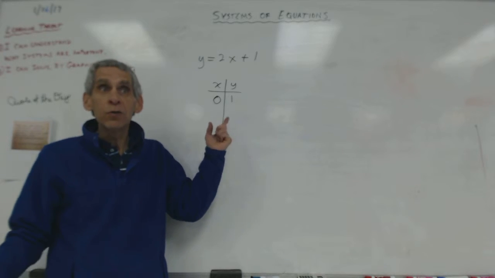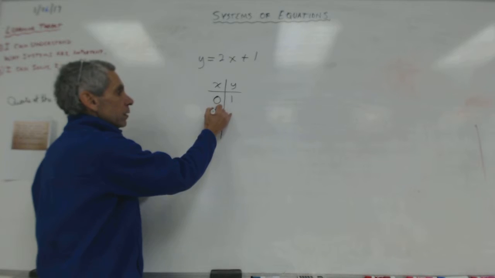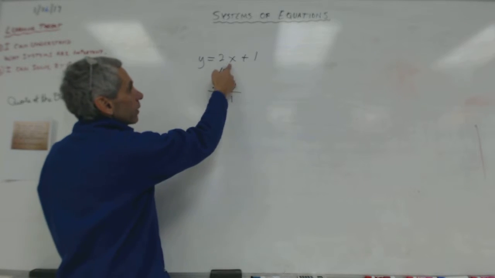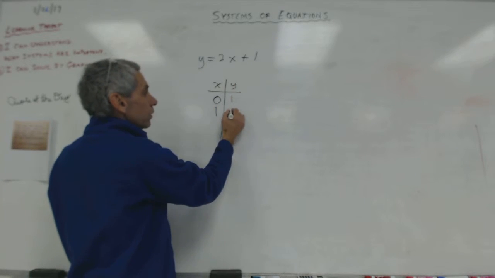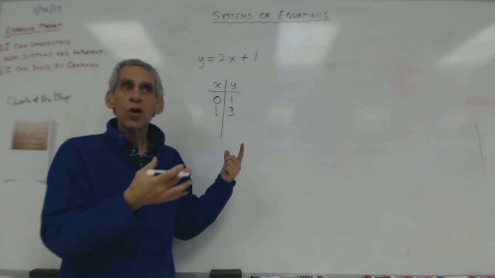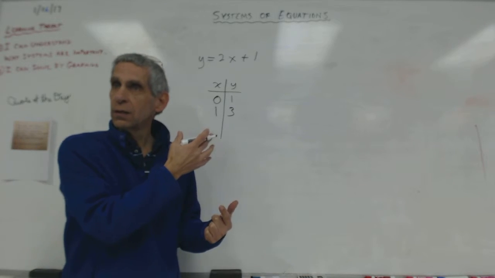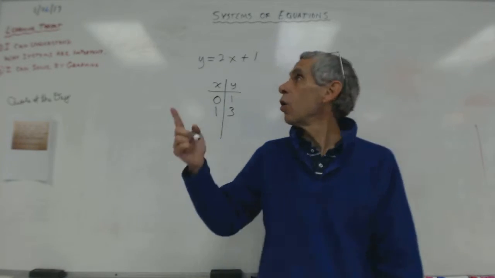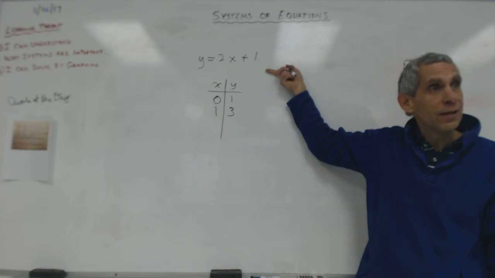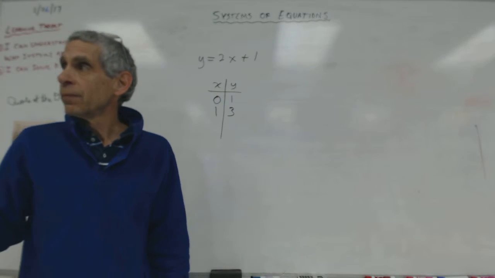Maybe that's it. Maybe x is 0, maybe it's 1. But wait a minute. What if x were 1? What would y be? 2 times 1 is 2, plus 1 would be 3. You with me? So suddenly, there's no way to solve for x and y here. I have two unknowns and only one equation. It's impossible for me to solve for x and y. Impossible.